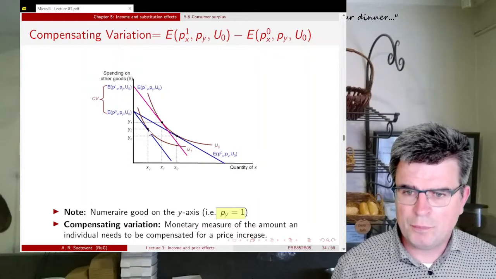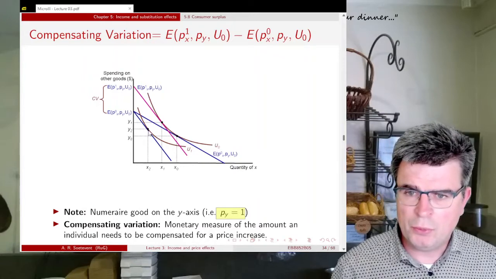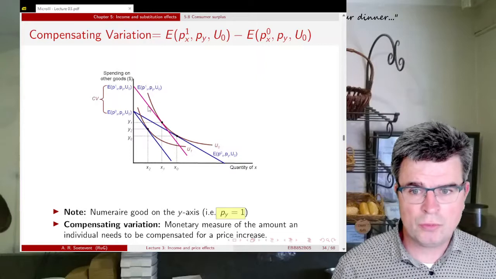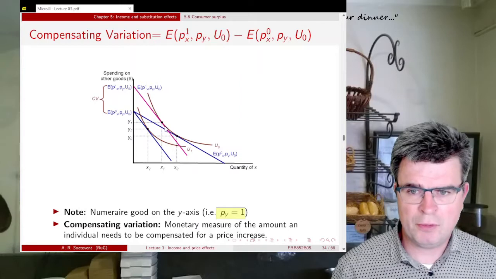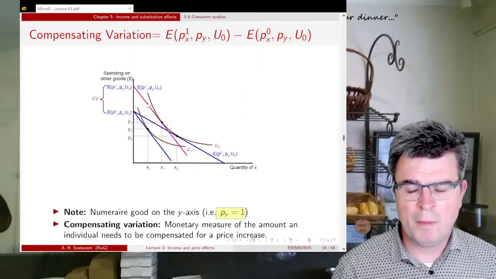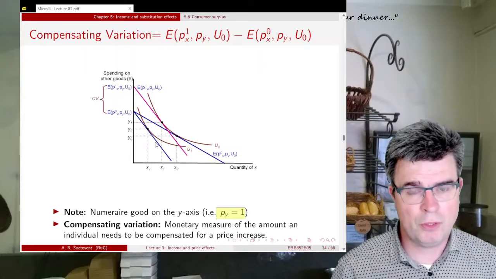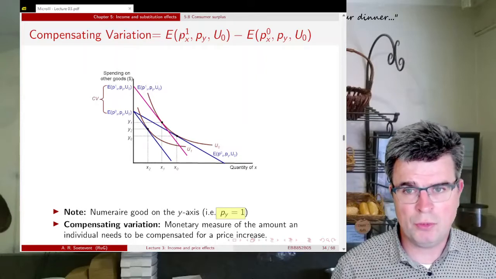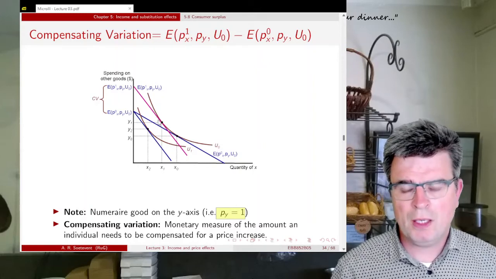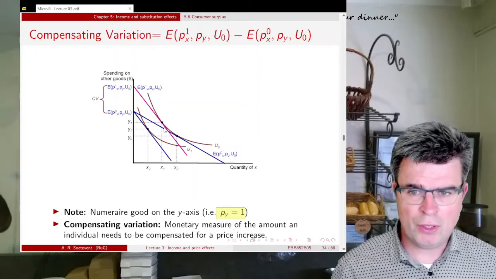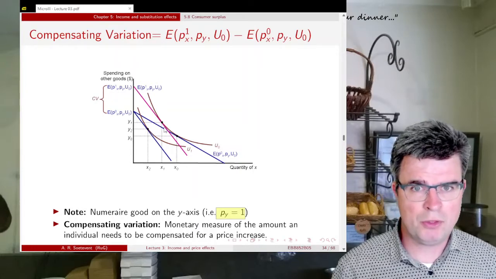Well, if we do this in this picture, we know that we have to shift the budget constraint outward to the pink constraint that we've depicted over here. So the slope of this constraint is identical to the slope over here. It uses the new price ratio, given the new price P1, but it is tangent to the old indifference curve. Now, how far did we move this budget constraint outward?